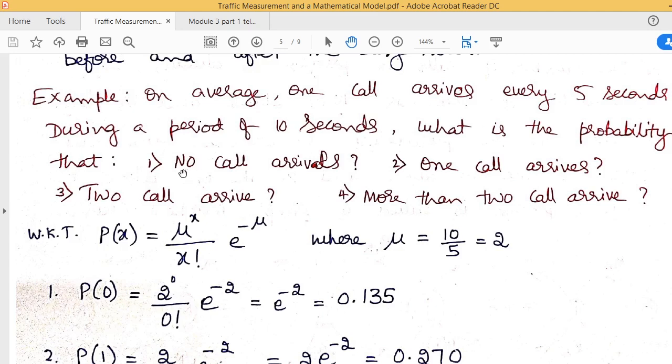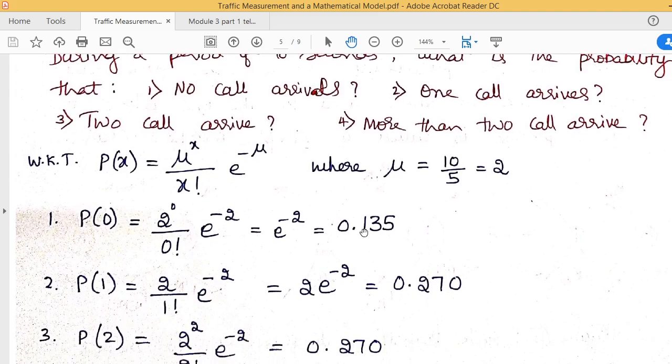Accordingly, first we need to calculate with respect to no call arriving. So within this 10 seconds, no calls are arriving. So probability of 0 is equal to 2 power 0 by 0 factorial into e power minus 2. So 0 factorial is 1, we know that. So this becomes 2 power 0 is 1, so e power minus 2, which is equal to 0.135.